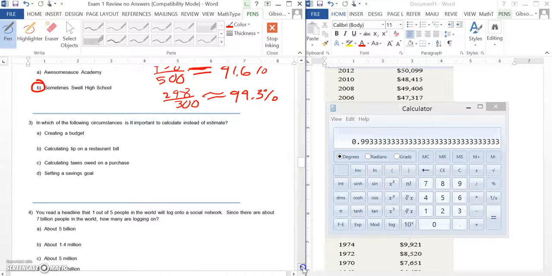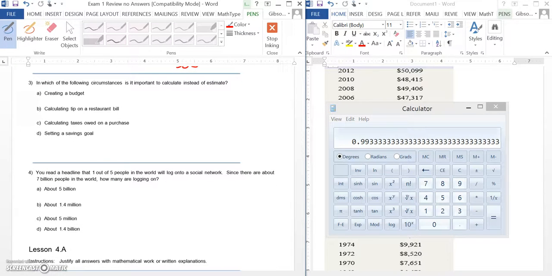Now we come here to 3. It says, in which of the following circumstances is it important to calculate instead of estimate? It says creating a budget, calculating tip on a restaurant bill, calculating taxes owed on a purchase, or setting a savings goal. Okay, now let's take a look at each one of these individually.